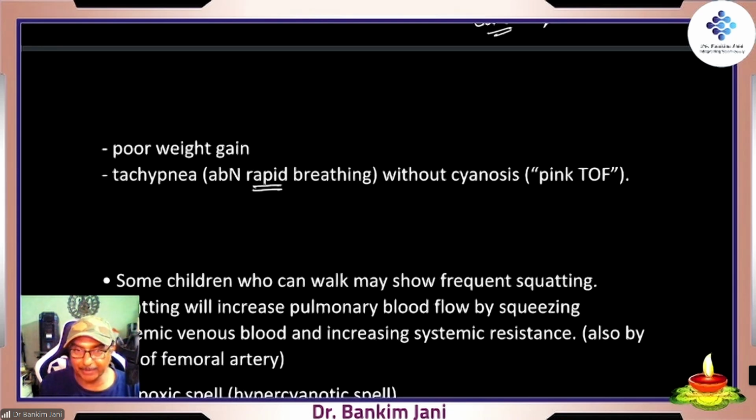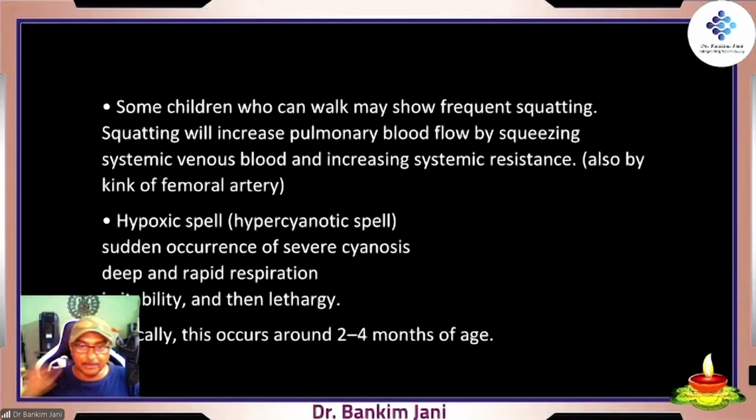Why will there be abnormal rapid breathing? Because the amount of blood which should go into the lungs is not sufficient. If it is not sufficient, then there is only one method to take up oxygen: the patient breathes faster so that the CO2 is cleared quickly. Right? This is without cyanosis. Right now it is not developed, but as the body's requirement starts increasing, it starts developing.